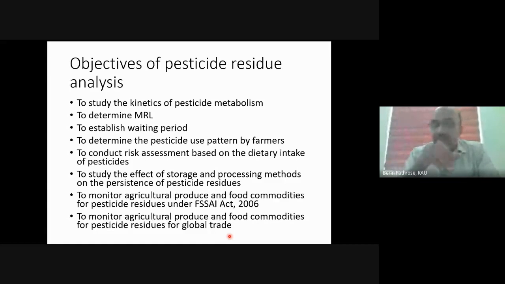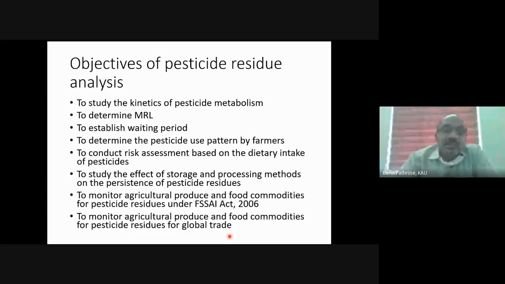Third day it should decrease. But this pattern, we call it the dissipation pattern. These patterns vary with pesticides. Certain pesticides are more persistent, so the graph will not be a steep declining slope. It will follow a small, gradual reduction of the pesticide concentration. But if the pesticide is non-persistent, it will decline pretty sharply. So these kinetics can be understood by pesticide residue analysis.